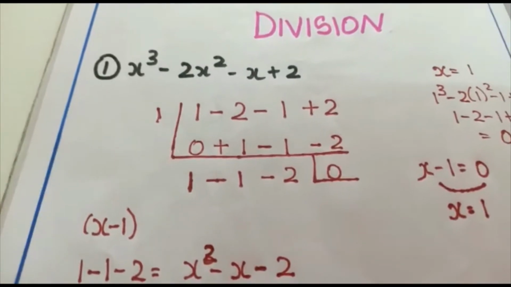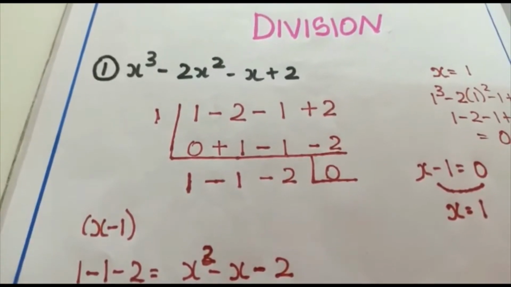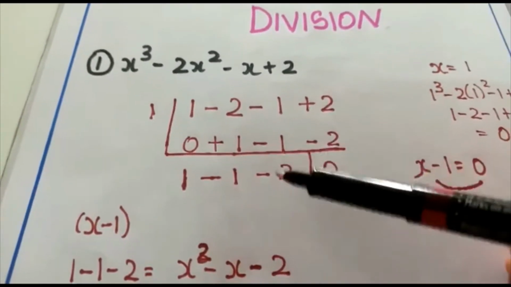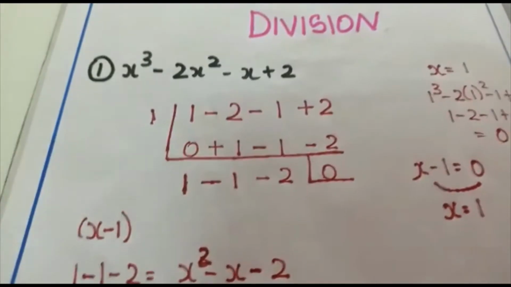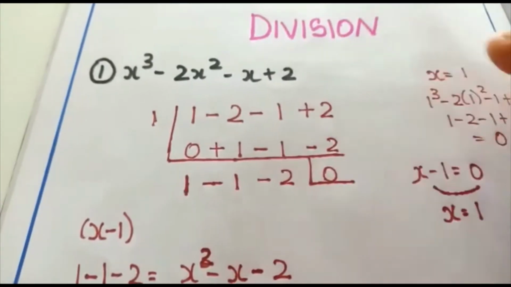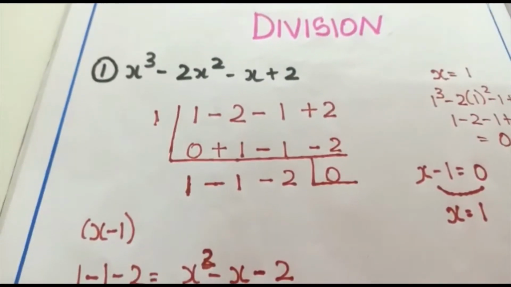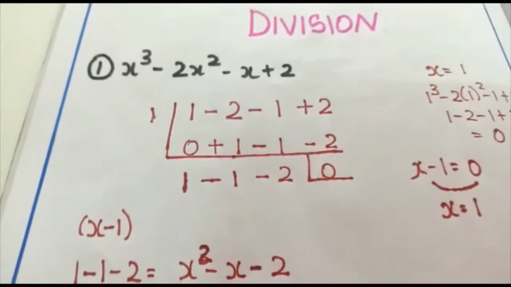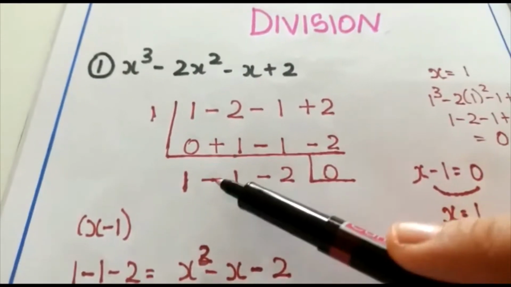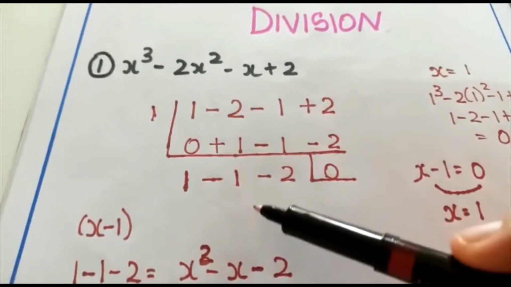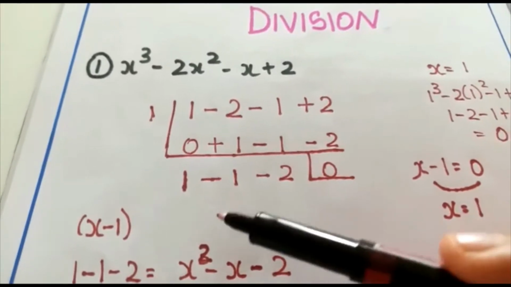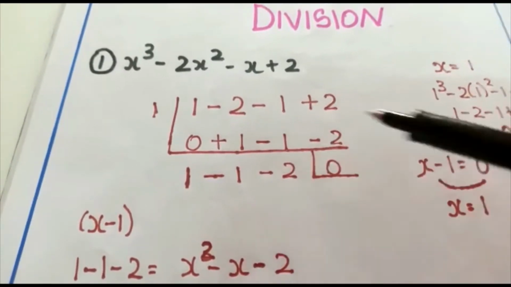So now we got one factor. What about the second factor? For the second factor, these three numbers, 1, minus 1, minus 2, which are the remainders, contribute to the second factor. So how do we get them? When we use synthetic division to solve a cubic polynomial, we get the second factor as a quadratic polynomial. So we convert this into a quadratic polynomial. 1 will be written as x squared, minus 1 will be written as minus x, and minus 2 will be written as a constant. So the second factor is x squared minus x minus 2.